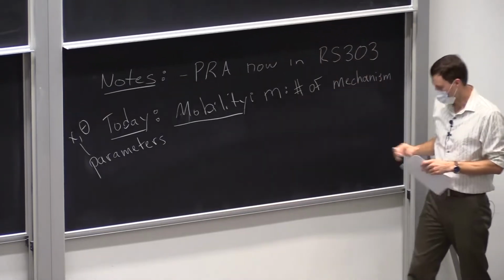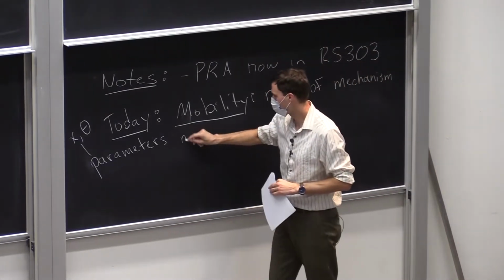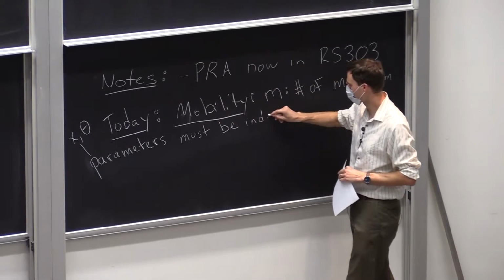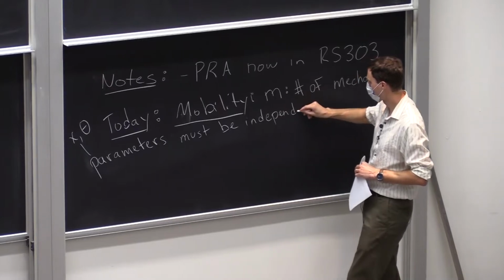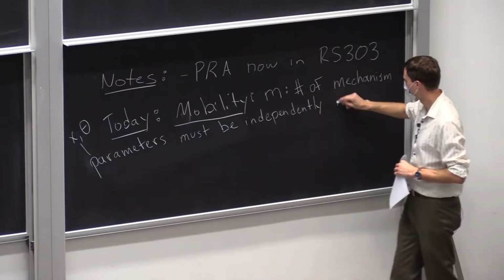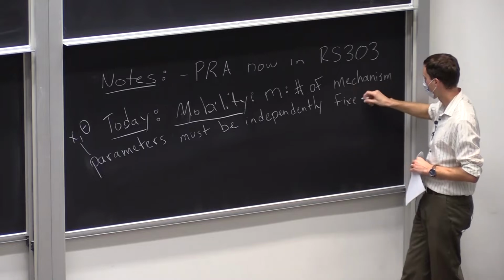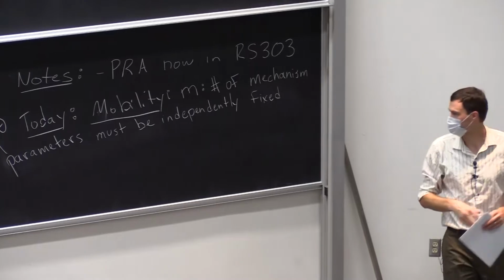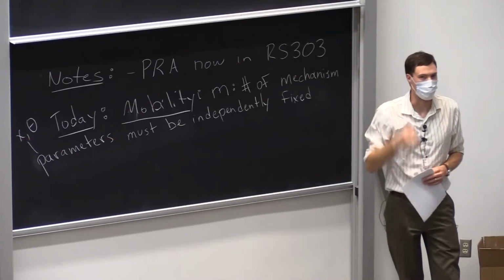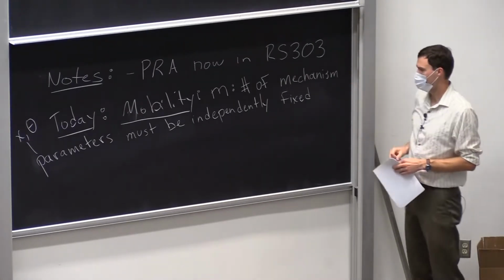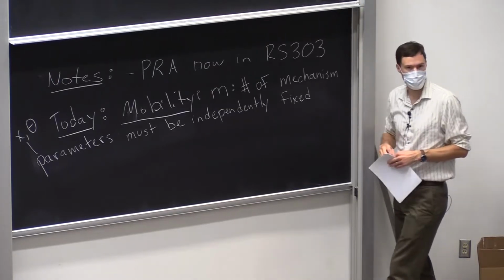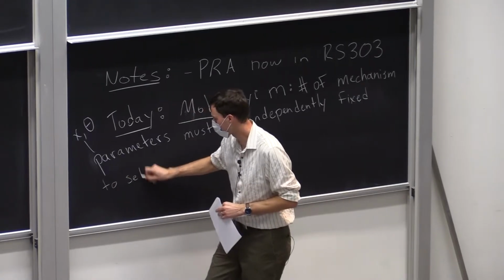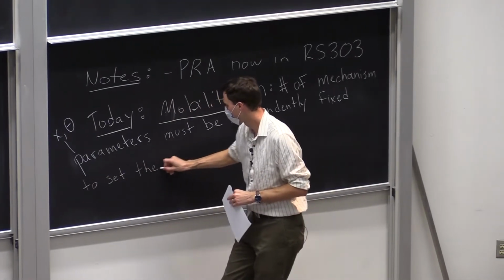So mobility is the number of mechanism parameters which must be independently set or fixed or specified. We're going to say theta equals 45 degrees, something like that. So it's the number of mechanism parameters which must be independently fixed to determine the state of the mechanism, or we'll say to set the mechanism state.